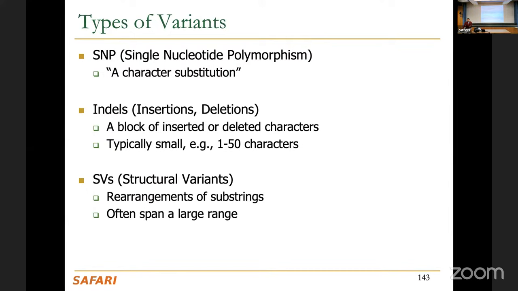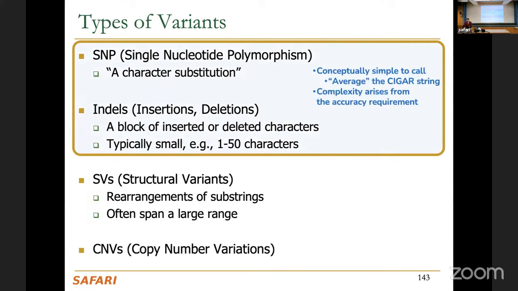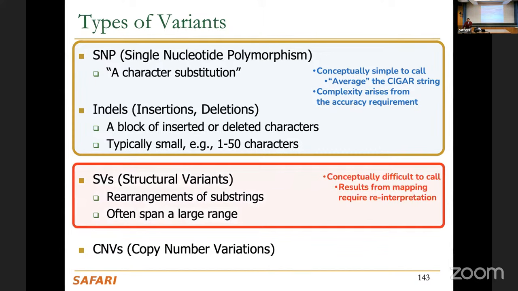We have structural variants. These are larger variations that you have in your genome. And we also have copy number variations, where some part of your genome may be copied multiple times in your genome, essentially. So especially these SNPs and indels are relatively simple to detect, because they can be observed by looking at single positions in the mapped reads and taking the consensus, etc. But these structural variations are relatively harder to identify, because they may not even be covered by a single read mapping.